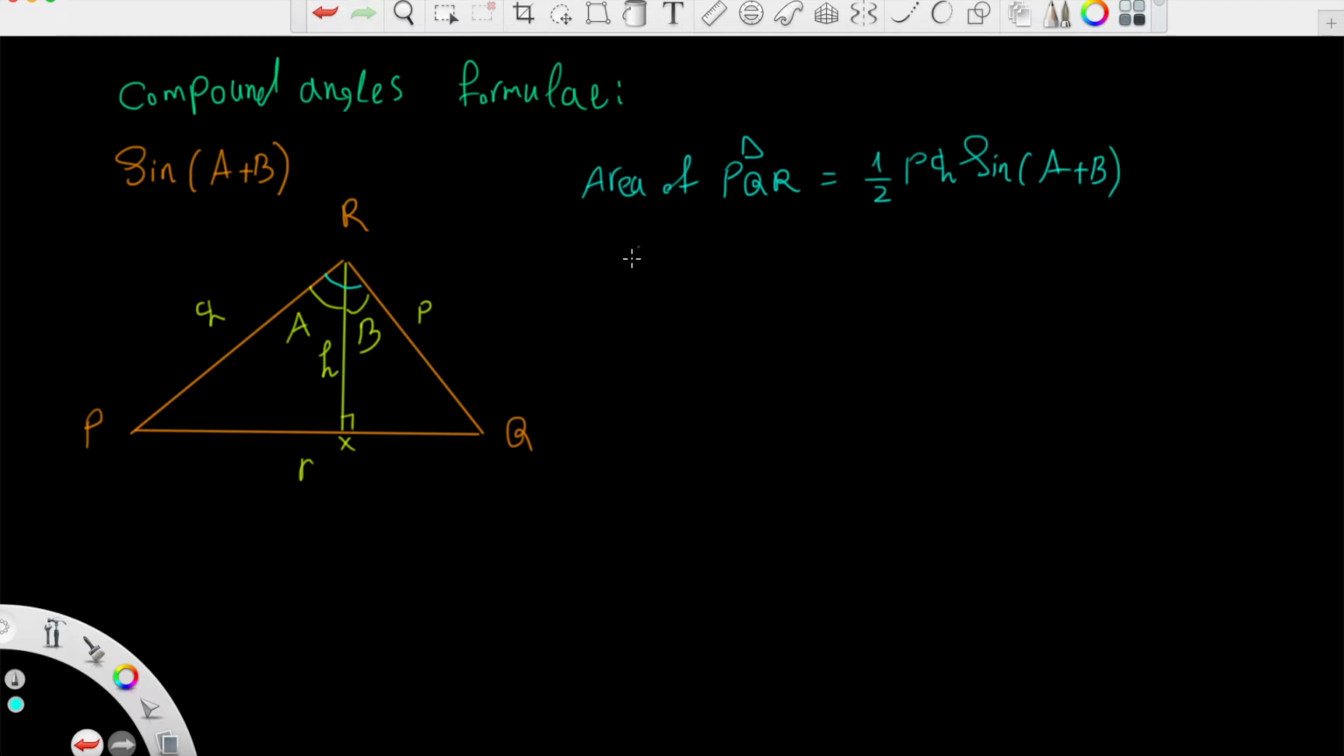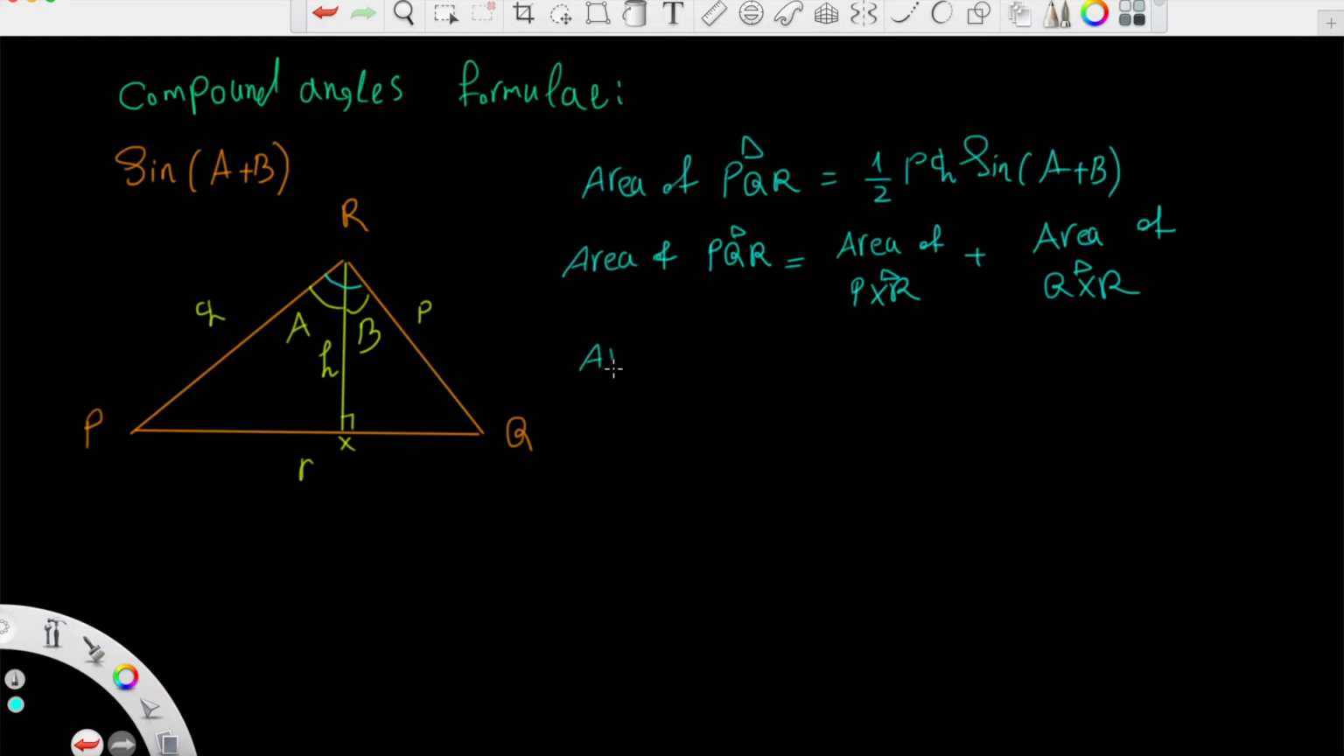Now, we know that area of triangle PQR is equal to the sum of area of triangle PXR plus area of QXR. So the sum of areas of these two triangles is the formula for the area of the whole triangle PQR.